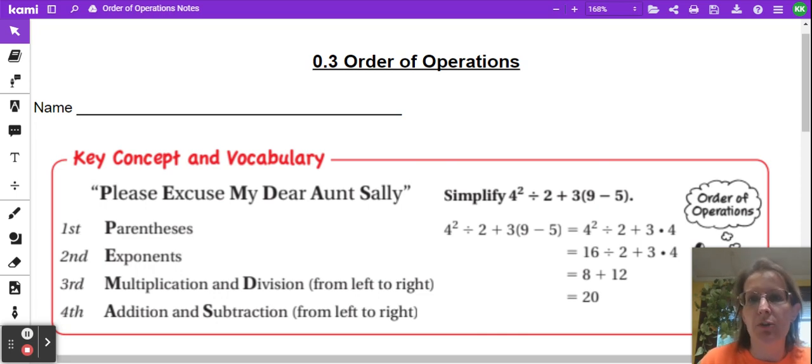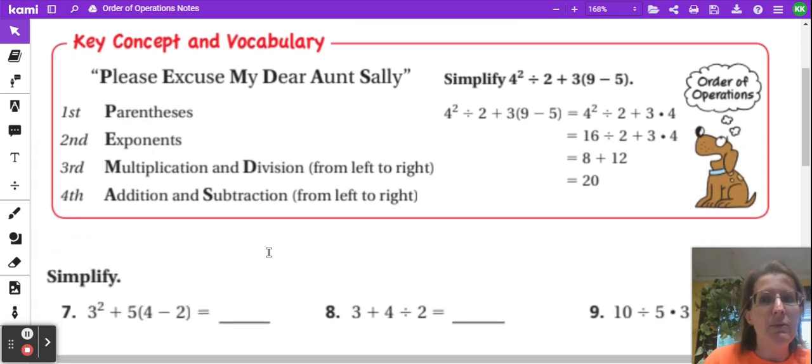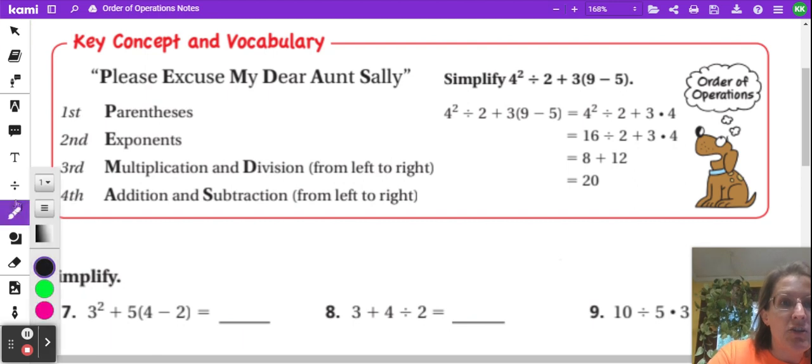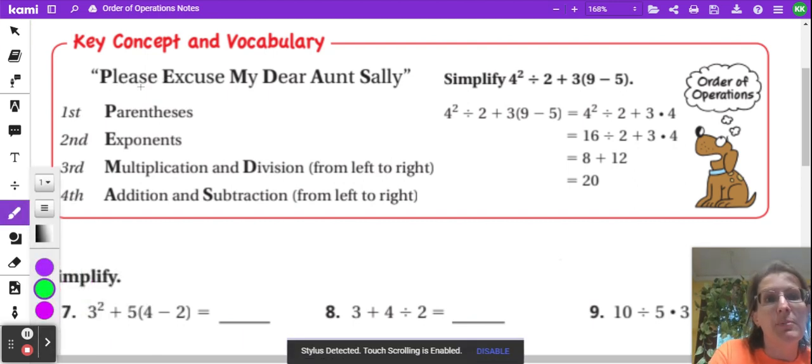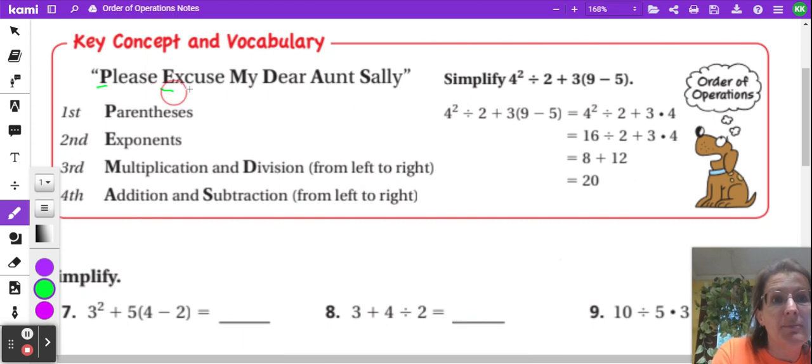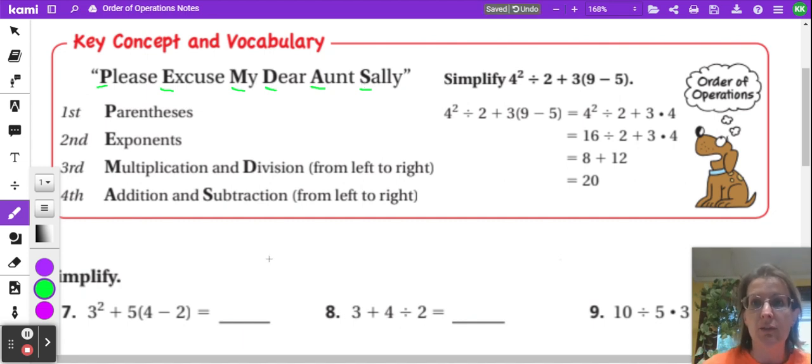Today we're reviewing order of operations. When I was in school, we learned order of operations. You remember we learned, please excuse my dear Aunt Sally. I'm sure you just learned PEMDAS. It doesn't matter which way you remember, as long as you remember it stands for the steps.